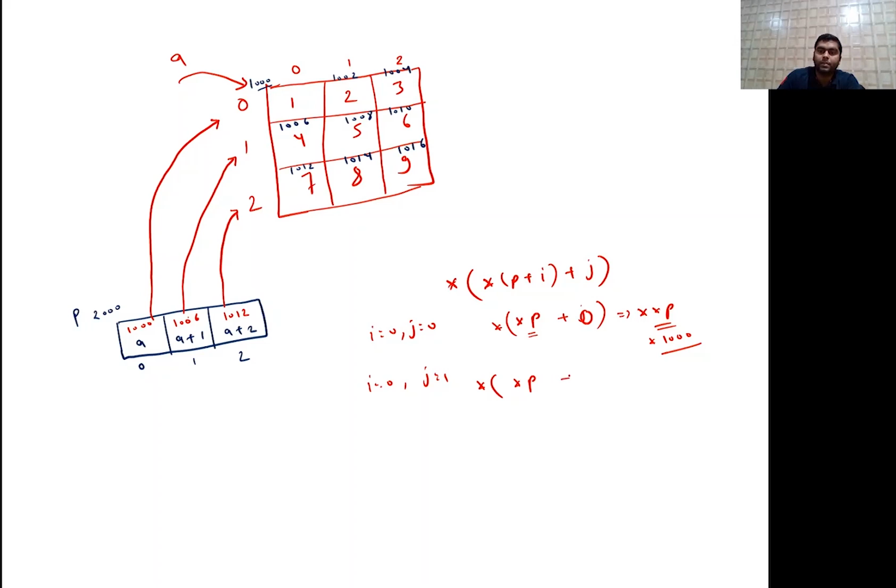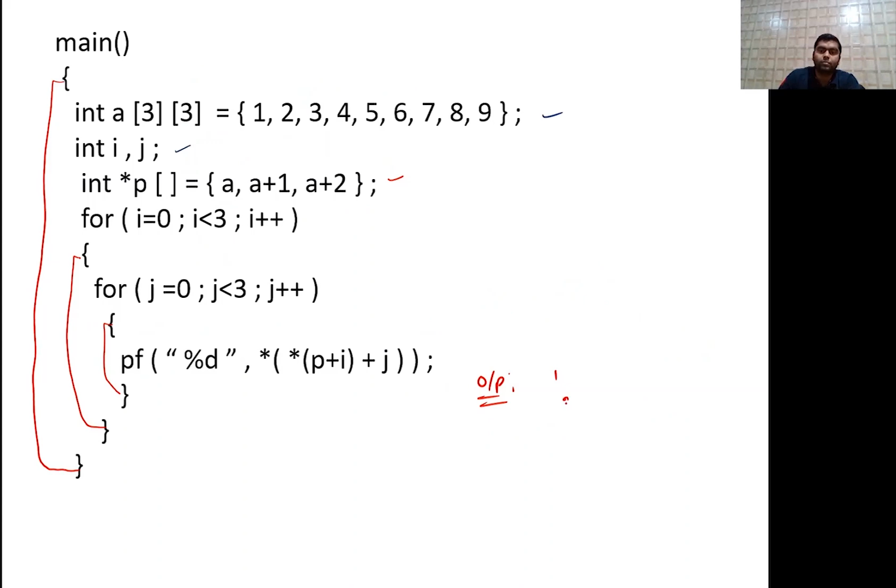So it is star P and plus 1. So star P means 1000, and it is plus 1. So 1000 plus 1 will give you star of 1002. 1000 why, because adding 1 adds 2 to it, because it is an integer array. So what is the value at 1002? Star 1000 is 1, star 1002 is 2. So this will give you 2 as the output. So next output will be 2.